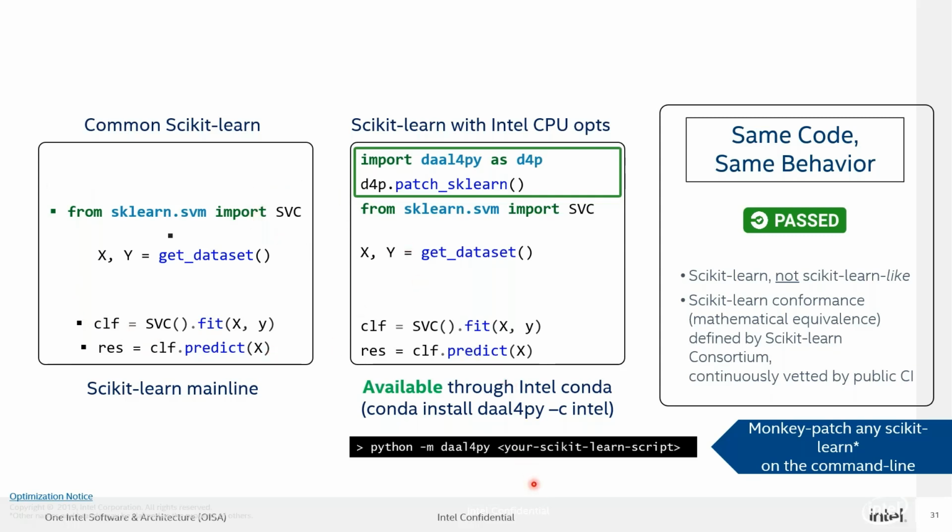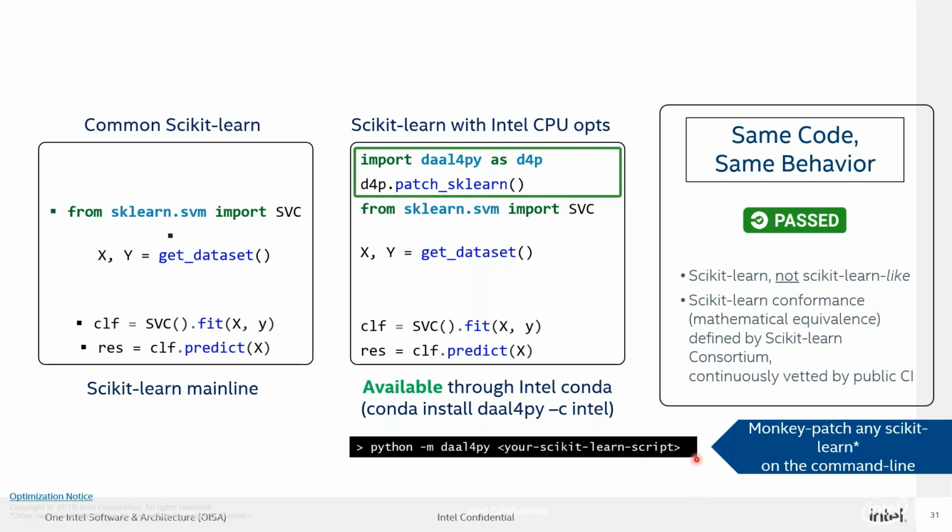Another method is that you don't need to do any code change to your scikit-learn script, but use this Alpha Pi module when you launch your script, like python -m. The -m means you will use this Alpha Pi module of Python and then run your original scikit-learn script.